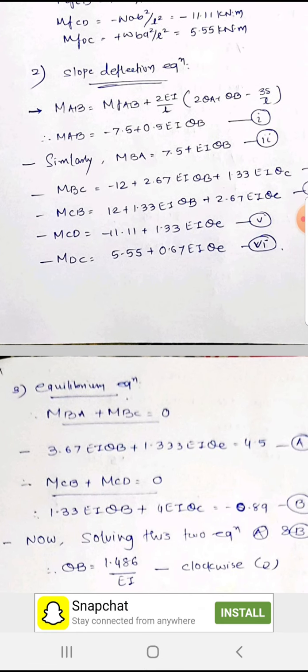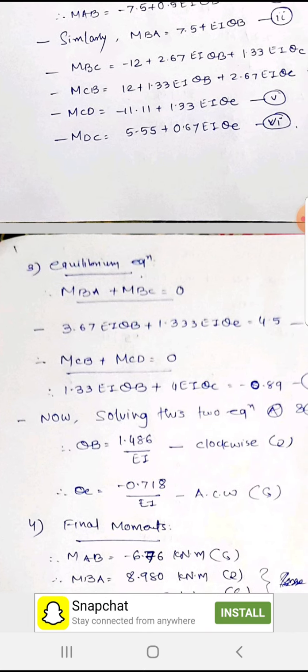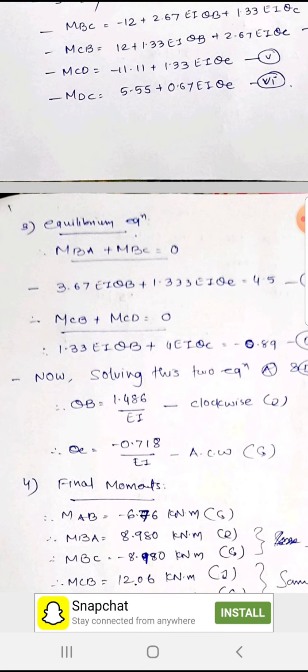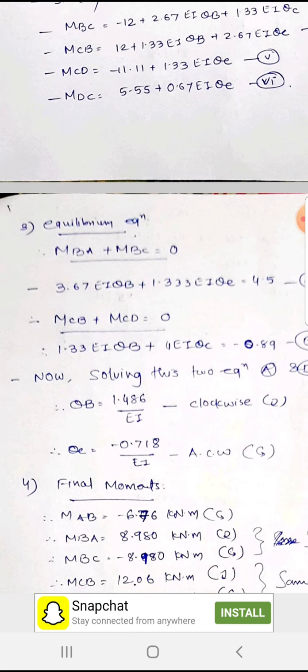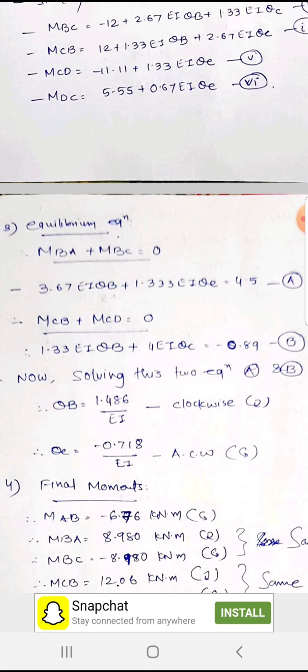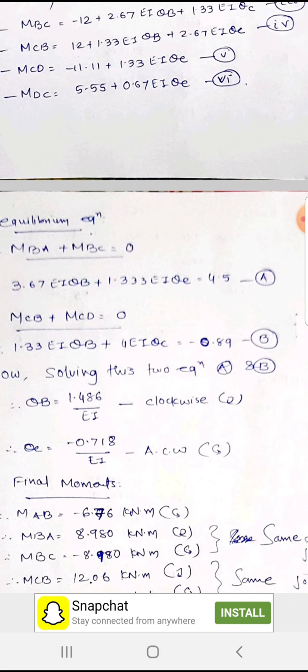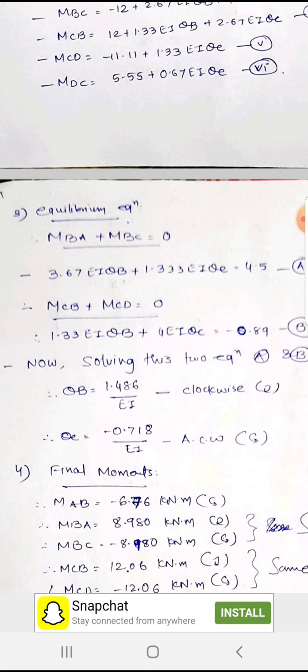Now step number 3, equilibrium equation. So what is the equilibrium equation? Here we have two supports which are pin supports. So the equilibrium equation is moment from B to A plus moment from B to C is equal to 0. In that equation we have the summation of two equations, and we get 3.67 EI theta B plus 1.33 EI theta C is equal to 4.5. That is indicated by equation number 1.